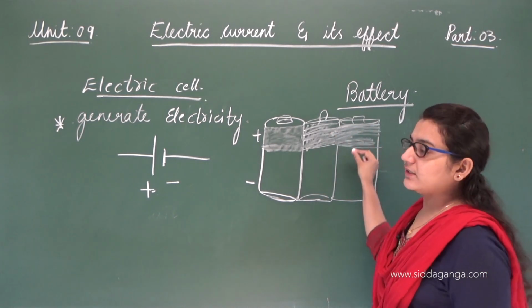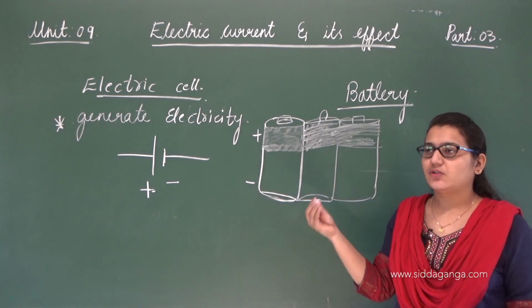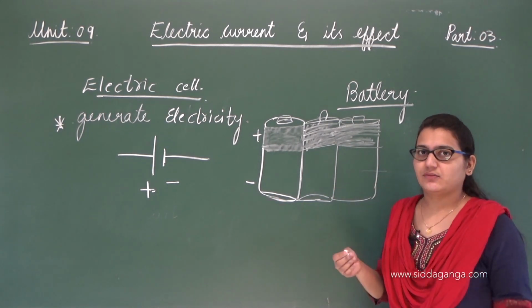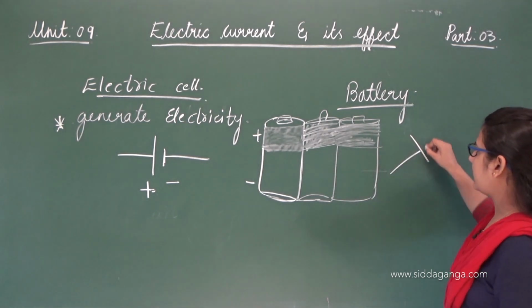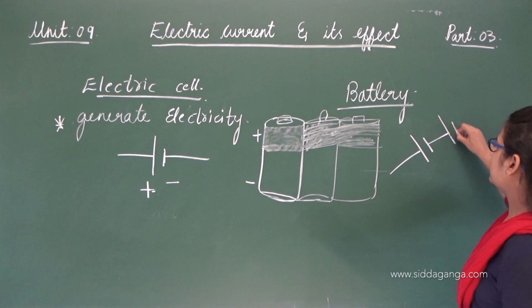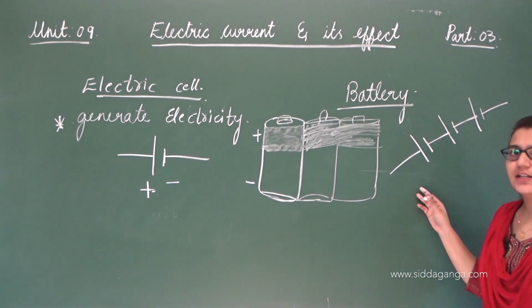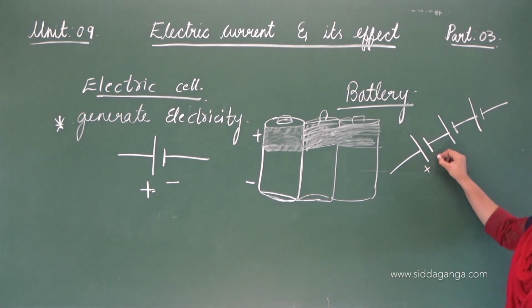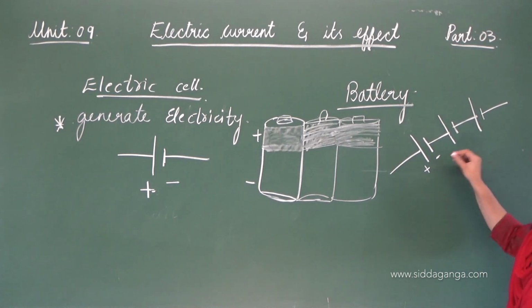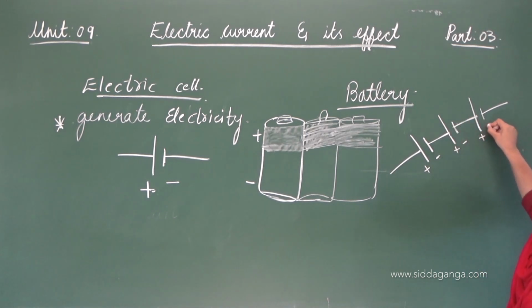In circuit diagrams we cannot draw the number of cells, so we make use of symbols. This is how a cell is written. This is how we connect a battery, and you can see that this is the positive end and this is the negative terminal. Again this negative is connected to positive, and again this negative to positive.